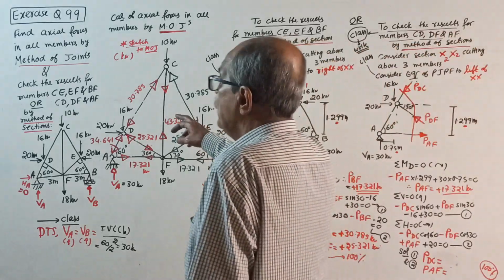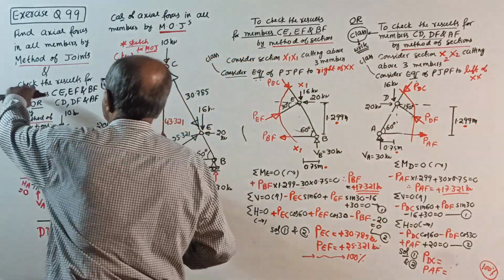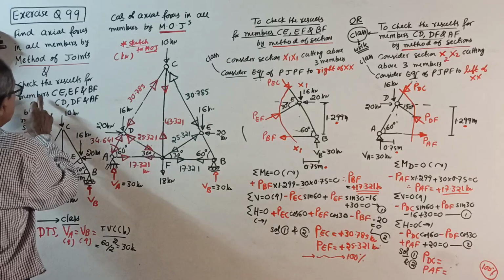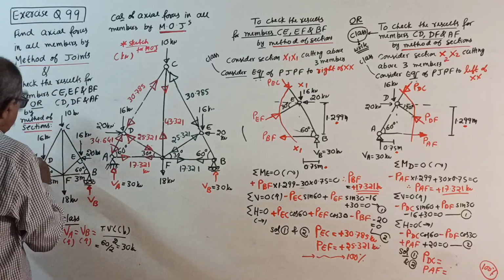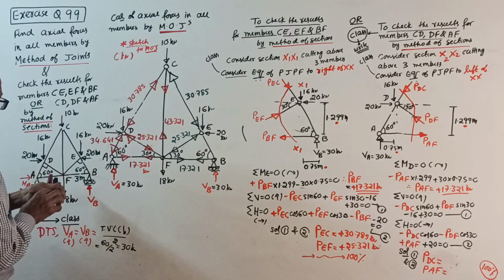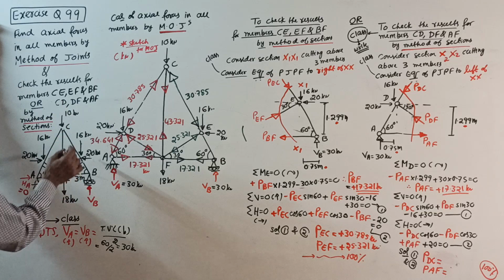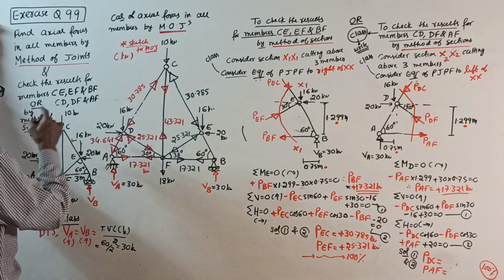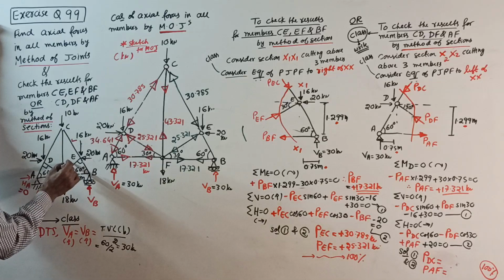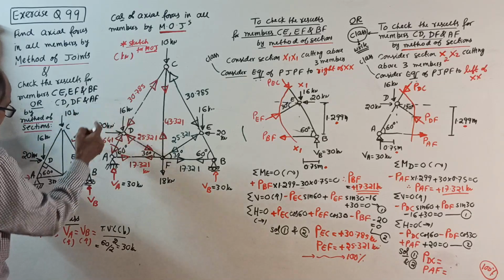Now, method of joints is over. Next, they want us to check the results for the members. They want to see which one. I will use red color. CE, EF and AF.